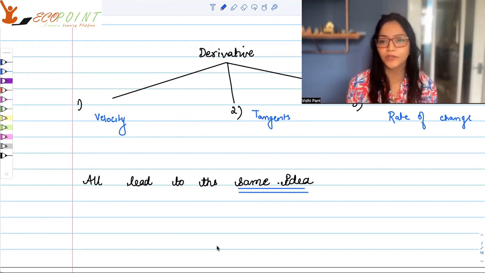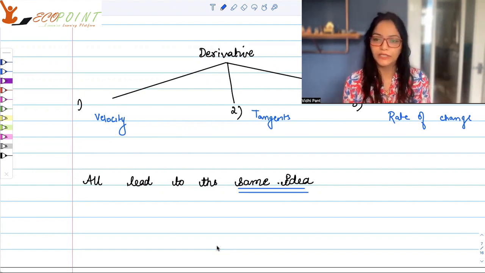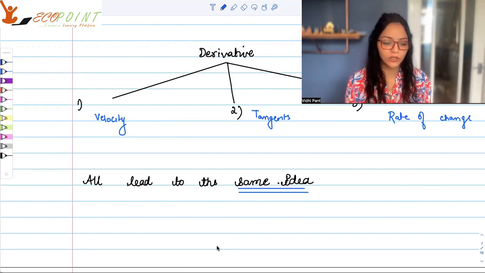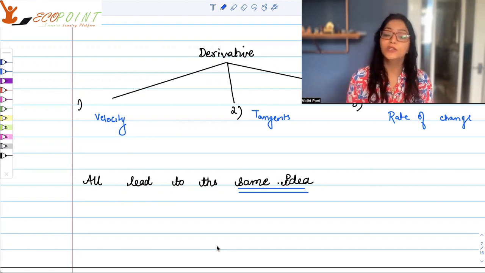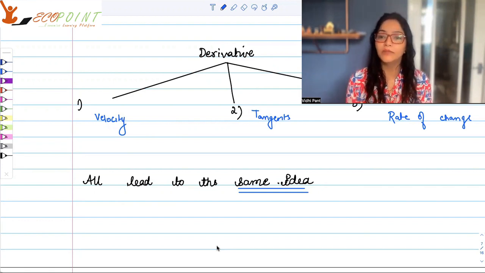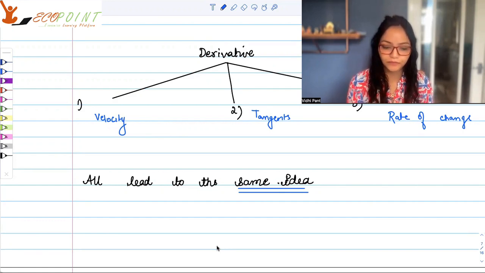As you must have understood with what we did in rate of change, the rate of change is a constant when it's a linear function, but it might not remain constant. जरूरी नहीं है कि वो हमेशा ही constant रहे. It can take different values. So in itself, it becomes like a function.